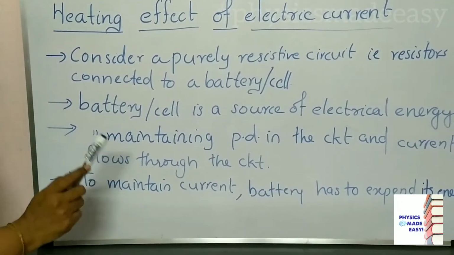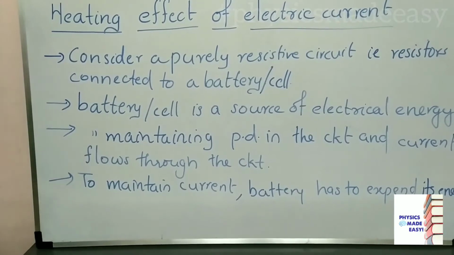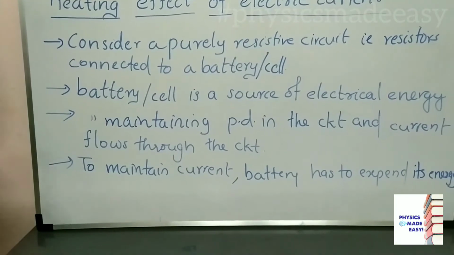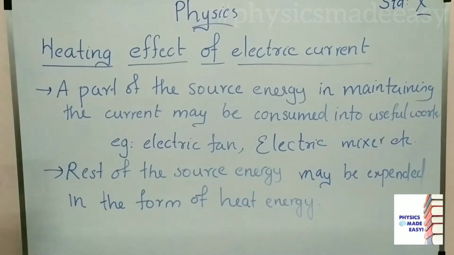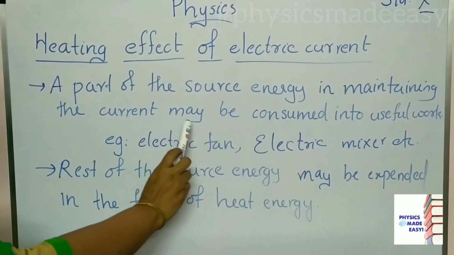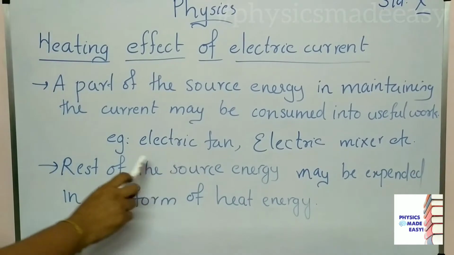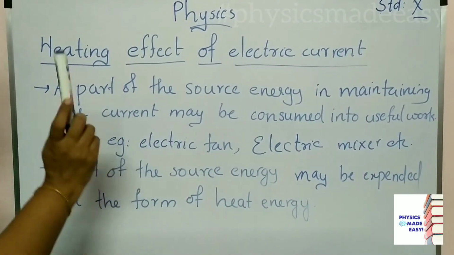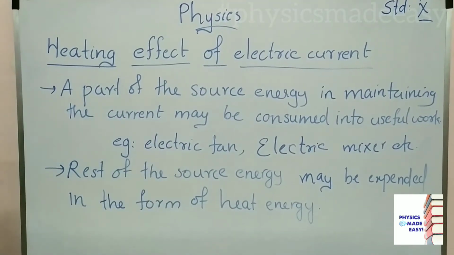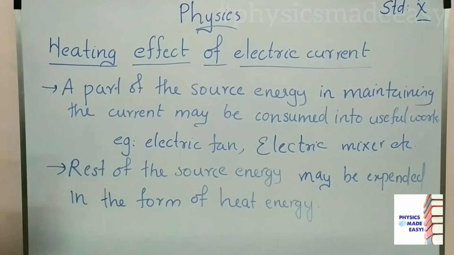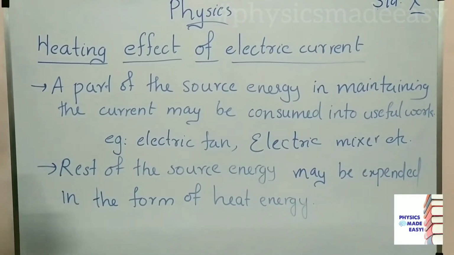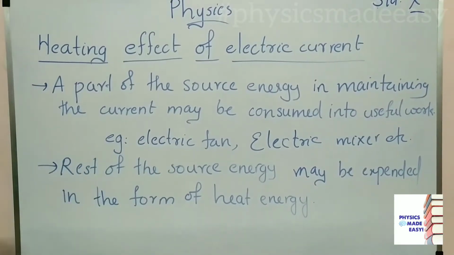For maintaining current in that circuit, this battery has to keep expending its energy. Then where does this energy go? Let us see. A part of the source energy in maintaining the current may be consumed into useful work. For example, we are giving electric energy. That time what will happen to the electric fan? That will start working. You can see the blades of the fan, they are rotating there. We are providing electric energy, and there you can see mechanical energy. Electric energy converted into mechanical energy there.